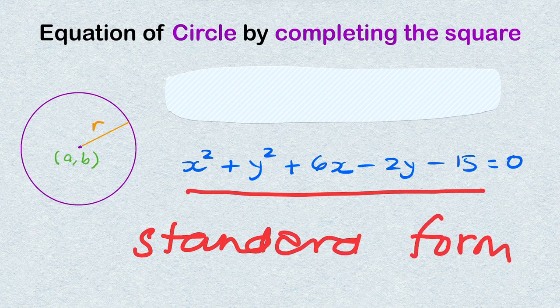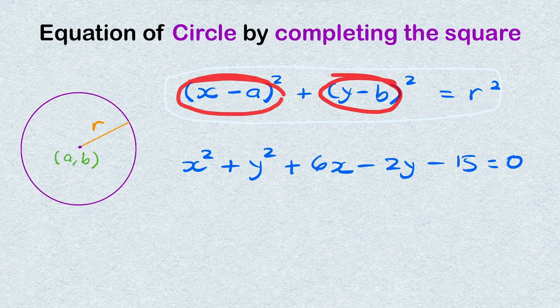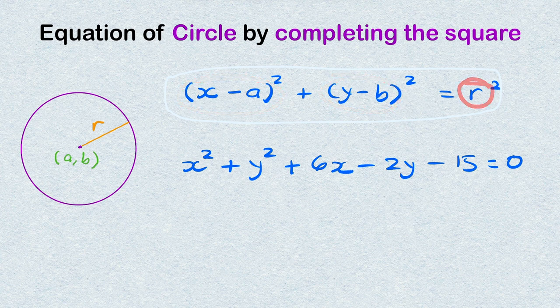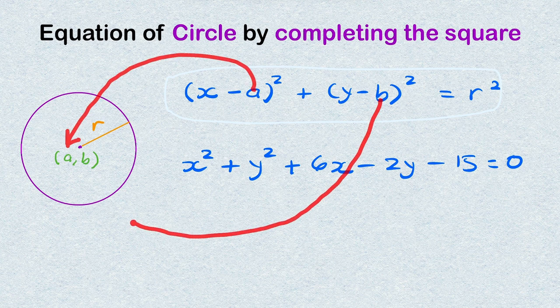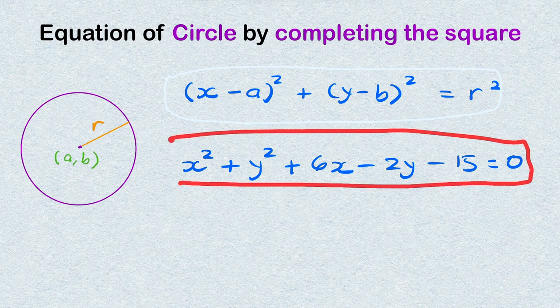So the standard form for the equation of a circle is where we have two complete squares. So we have (x minus a) squared plus (y minus b) squared together equal the radius squared, where a is the x coordinate of the center and b is the y coordinate of the center, and r is the radius of the circle. So really our problem now becomes one of rewriting this equation into this form.